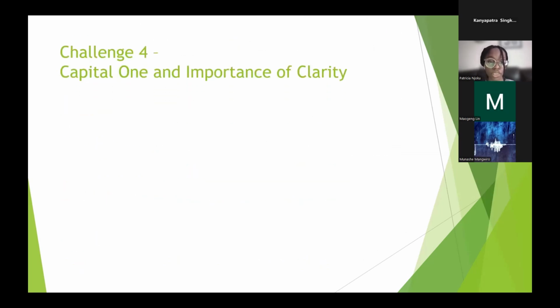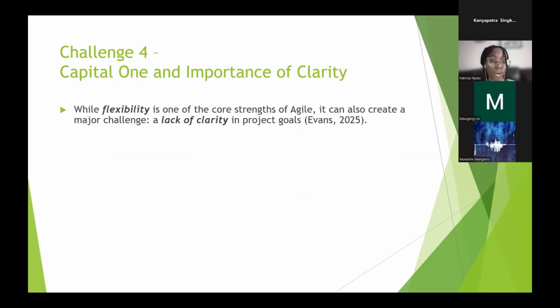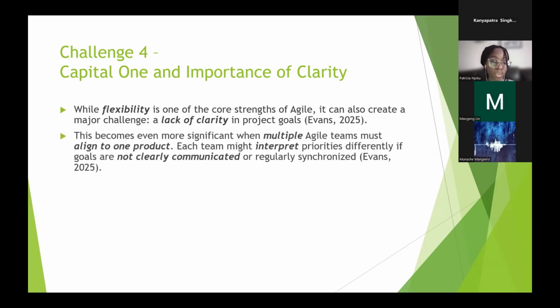The next challenge that I'll be discussing is the importance of clarity. While flexibility is one of the core strengths of Agile, it can also create a major challenge, which is lack of clarity in projects' goals. This becomes even more significant when multiple Agile teams must align to one product. Each team might interpret priorities differently if goals are not clearly communicated or regularly synchronized.